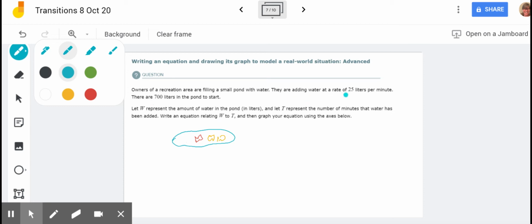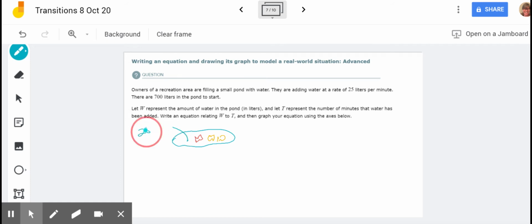They're adding water at a rate of 25 liters per minute. 25 liters per minute. You can tell that's a rate, you guys. So we're going to be dealing with figuring out time, usually it's a time problem. They're depositing water at a certain rate, and then they ask you how long will it take. Usually, there are 700 liters in the pond to start. Okay, good. We got some water for our little fishies.